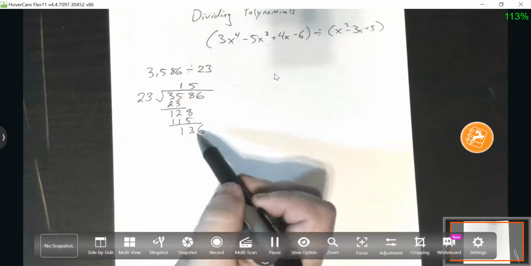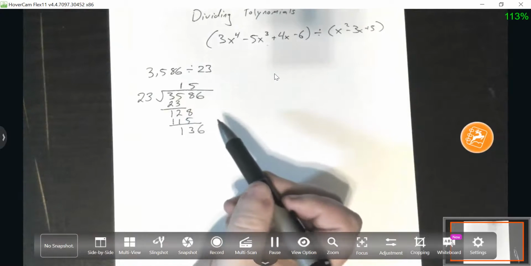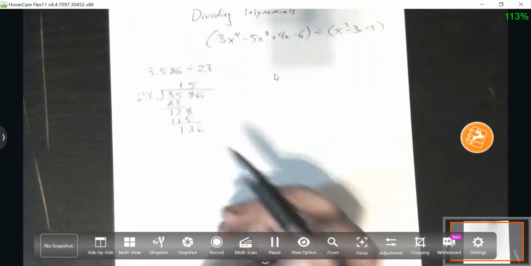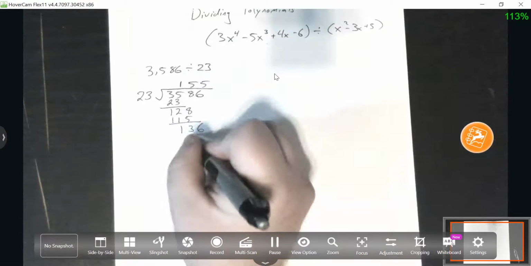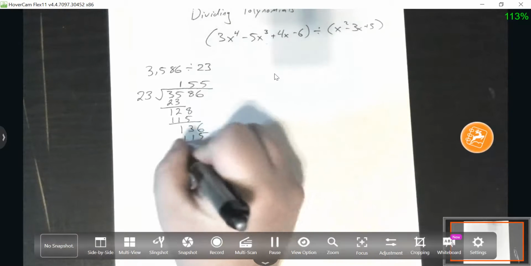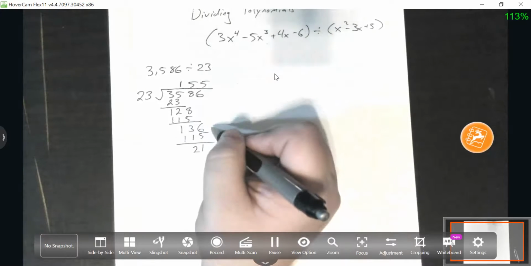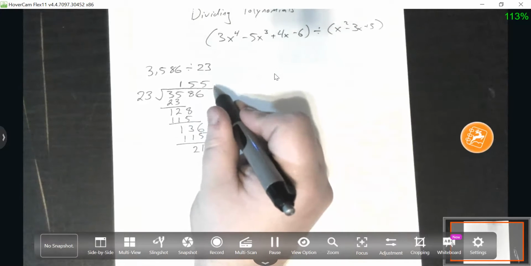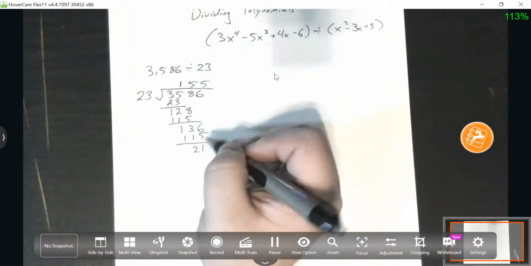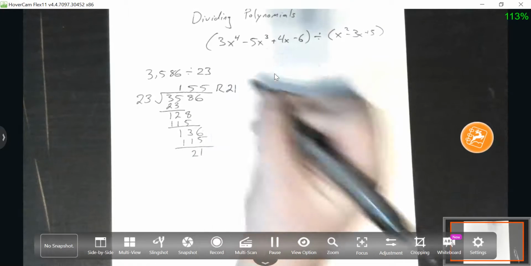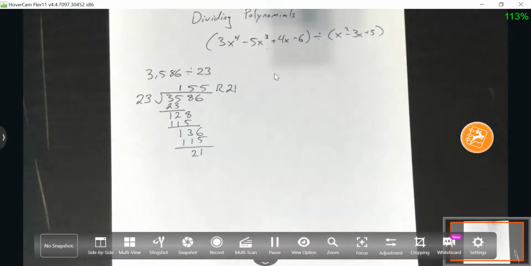Does 23 go into 136? Yes. How many times? Well, 5 is 115. We couldn't quite get 6, so let's do 5 again. That's 115, leaving us with 21 left over. We don't have anything more to bring down. If we were doing it with decimals, we could put a decimal point and a bunch of zeros and keep going. Alternatively, we could say that the remainder is 21. So welcome back to elementary school.